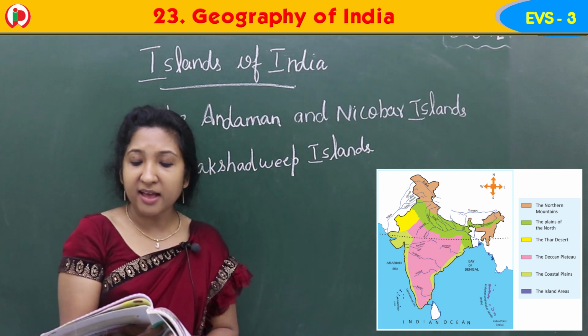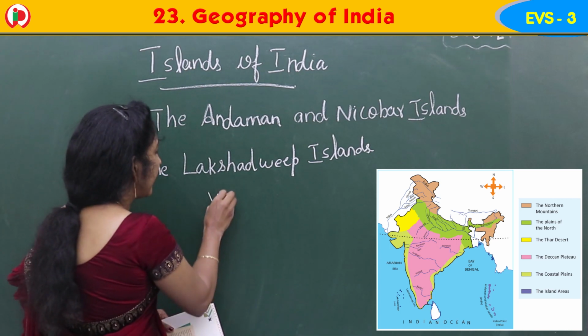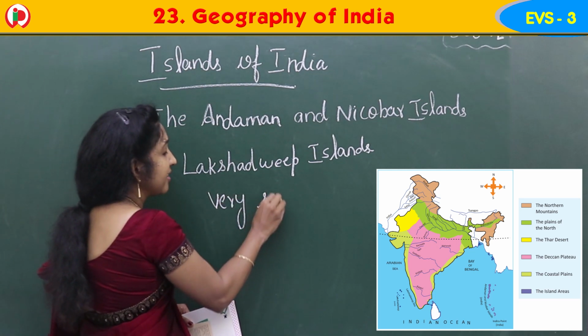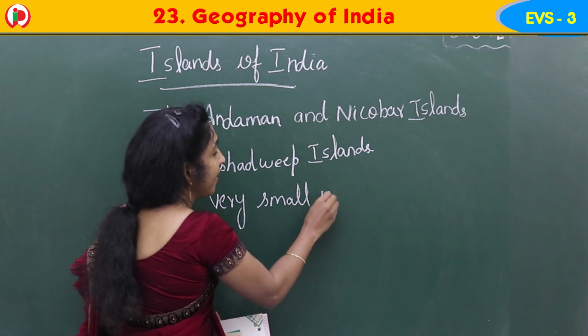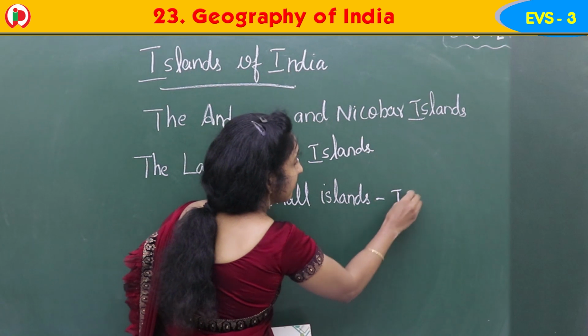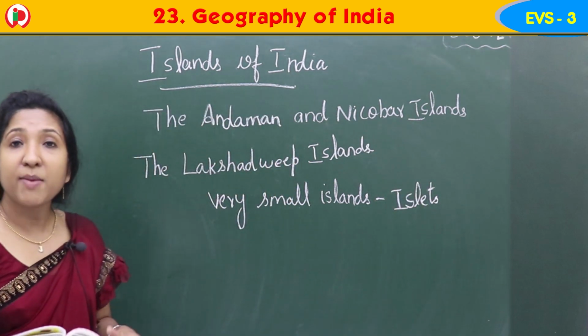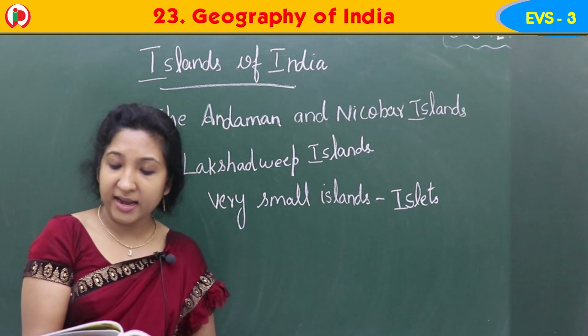Very small islands are called islets. I-S-L-E-T-S. Very small islands are known by the name islets.